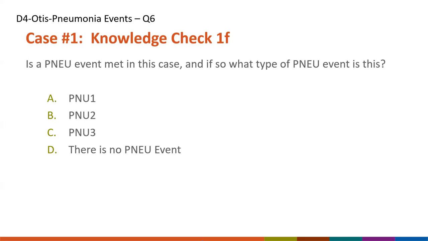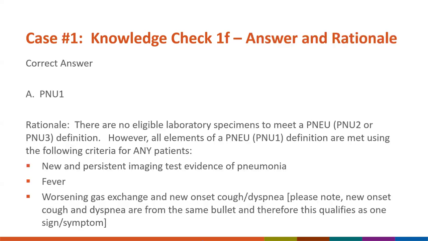All right, and it looks like the majority are coming in at new 1, with a few new 2s coming in there as well. And great job. That is in fact a new 1. So let's talk about it. In this case, the Enterococcus faecalis found in the blood and the endotracheal specimens is not considered an eligible organism, and therefore not eligible for use to meet the laboratory component of new 2 or new 3. So a new 1 definition is our option, and the definition is met for any patient.